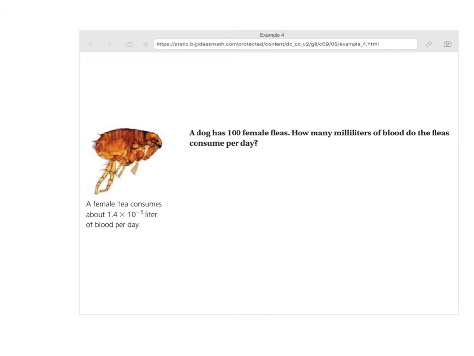All right, gross. We're talking about fleas. All right, so this is example 4. Put it in your journals. A dog has 100 female fleas. How many milliliters of blood do the fleas consume per day?